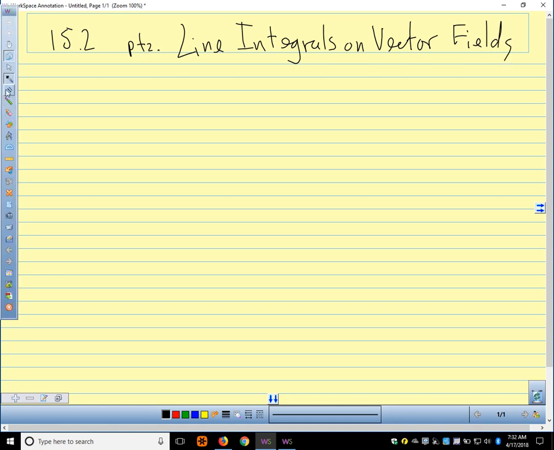All right, so we're going to talk about line integrals on vector fields today. Last time we talked about the concept of a scalar line integral. Today we're going to use the idea of work to come up with our definition of a vector line integral.